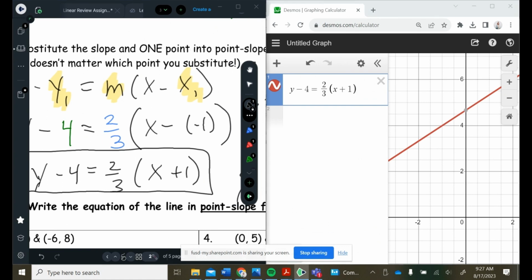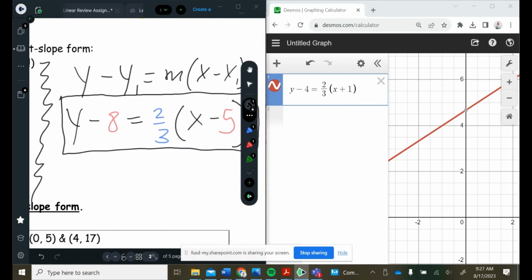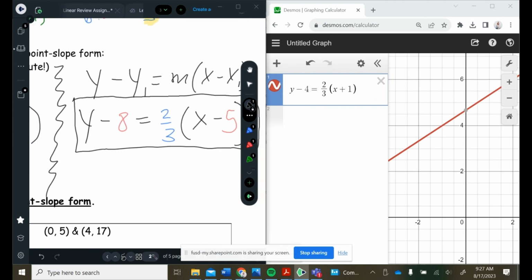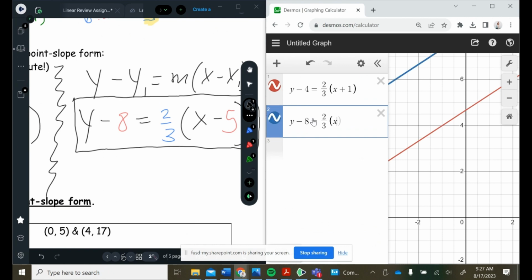Now, my claim is that this second equation, which has different numbers, is actually identical. And the way I can show you that it's identical is if I plug it in down here on another line of Desmos. If it gives me the exact same graph, then those two things are exactly the same. So let's check it out. y minus 8 equals 2 over 3 times the quantity x minus 5.